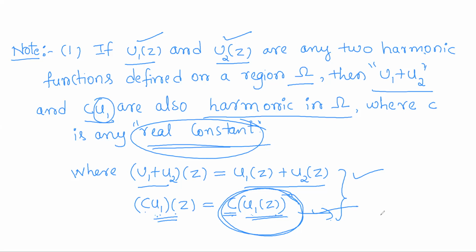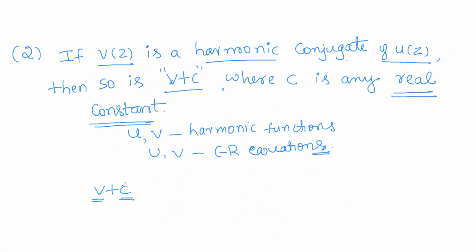So here also C is some real constant, so you can treat it as a constant function. V is a harmonic function, and all constant functions are harmonic functions. Next I'll verify it and show it. So all constant functions are harmonic. C is a constant function, so it will be harmonic. V is given to be harmonic, and the sum of two harmonic functions is again harmonic, as we have just seen. So V plus C is a harmonic function.